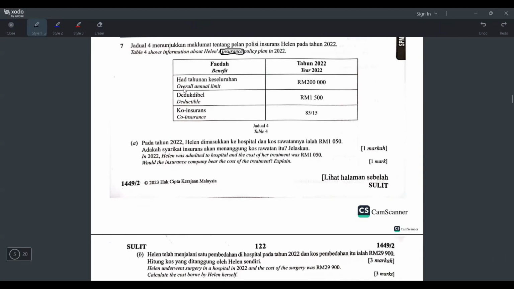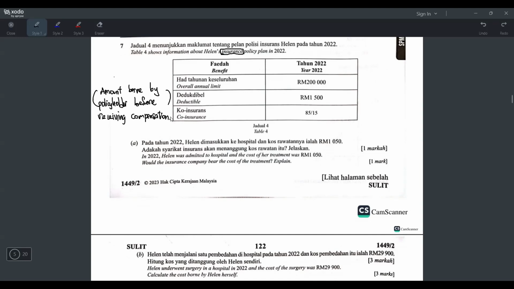So the benefit here, overall annual limit, year 2022, 200K. Deductible, 1,500. Wait, what's deductible? Deductible is the amount that is borne by the policyholder before receiving compensation. Okay. So I'll just write the definition here. Amount borne by policyholder before receiving compensation. Okay, you faham apa saya tulis ni?